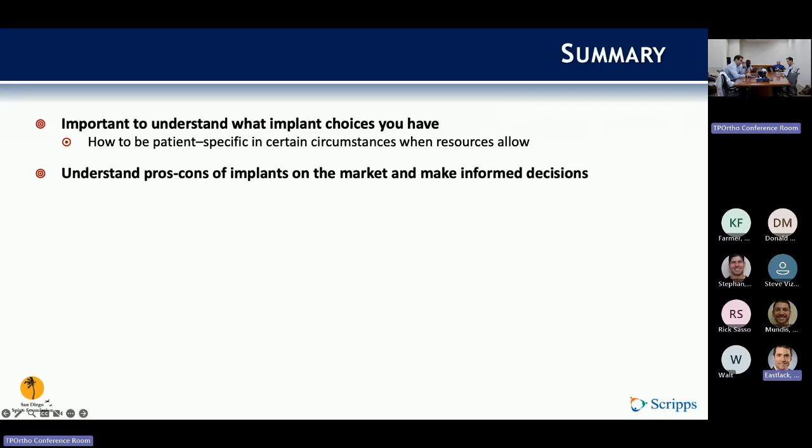So there's definitely a lot, and that's kind of an overview of everything we use, but I think a summary is to understand what implant choices we have and definitely be thoughtful about how we're using them, specifically how to be patient specific with these in certain circumstances when the resources allow. For example, patients with osteoporotic bone, will their bone be strong enough to handle the titanium interbody? Is PEEK maybe a more reasonable choice for these patients? If you're using rods, will cobalt chrome rods overpower the weak bone? Maybe titanium is a better choice. And again, understanding the pros and cons of implants in the market and just making informed decisions as we go.